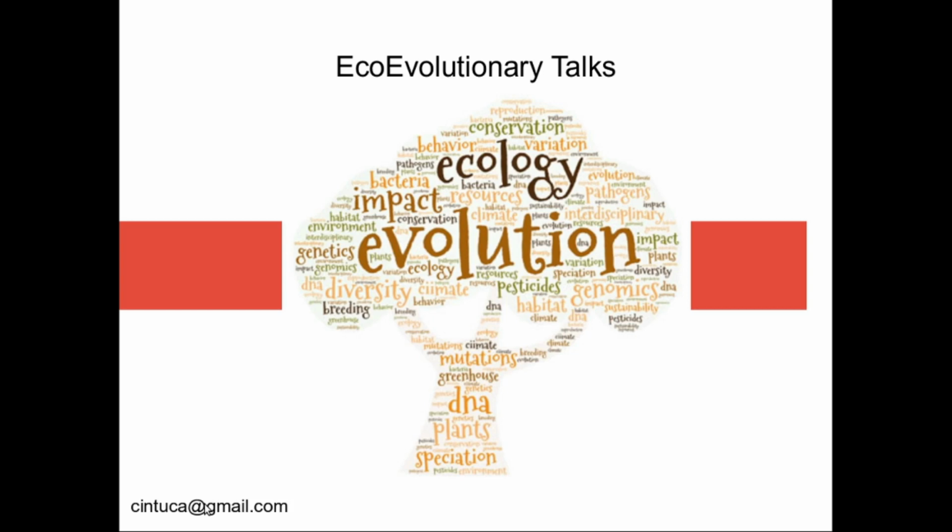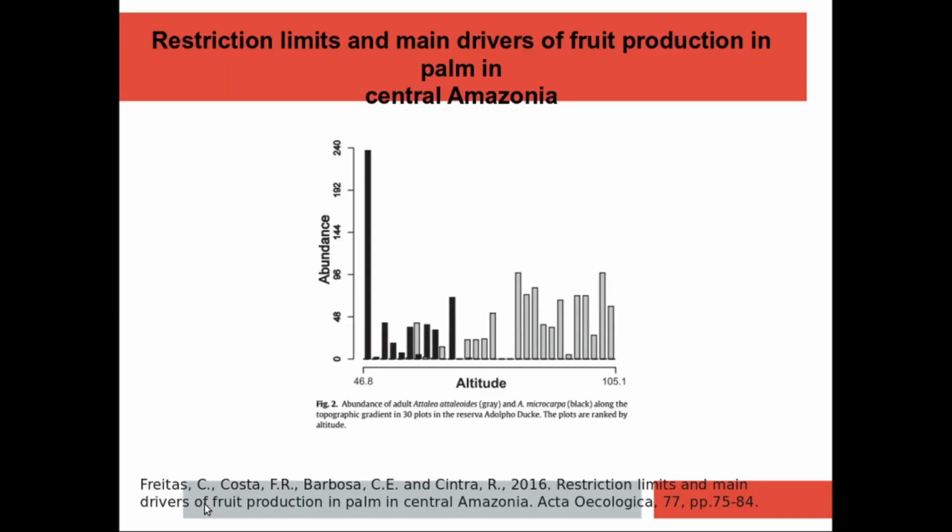So today I'm talking about another paper called Restriction Limits and Main Drivers of Fruit Production in Palms of Central Amazonia. And here's the whole reference.